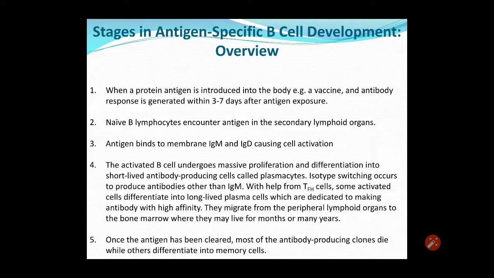So, first of all, as I said, vaccines are very efficient, good vaccines anyway. And we know that when you introduce the protein antigen into a body, you can get a strong antibody response within 3 to 7 days after antigen exposure. Remember that I said that in primary, the first time you encounter the antigen, the antibody you will make will be IgM.